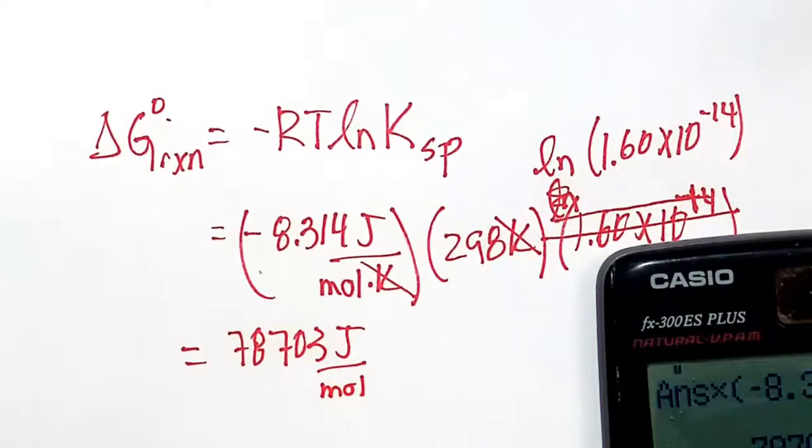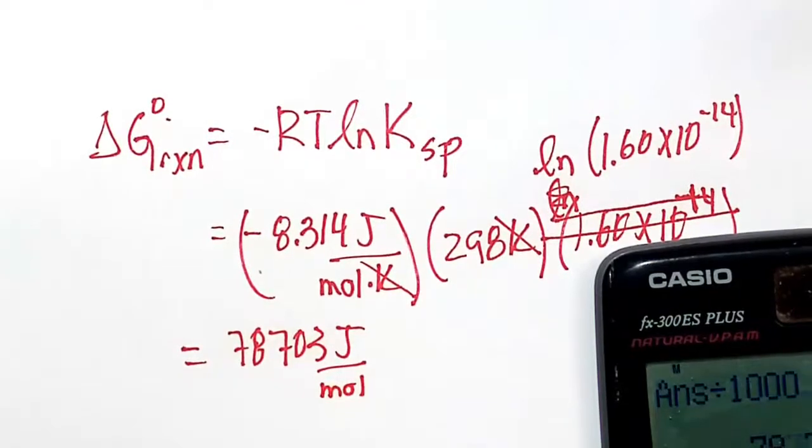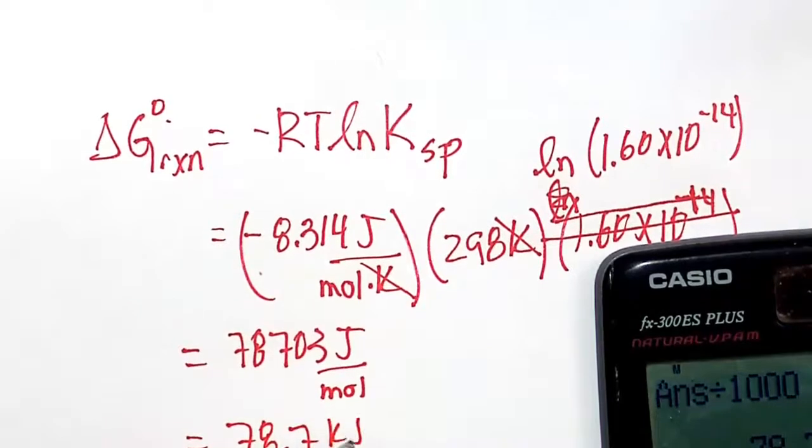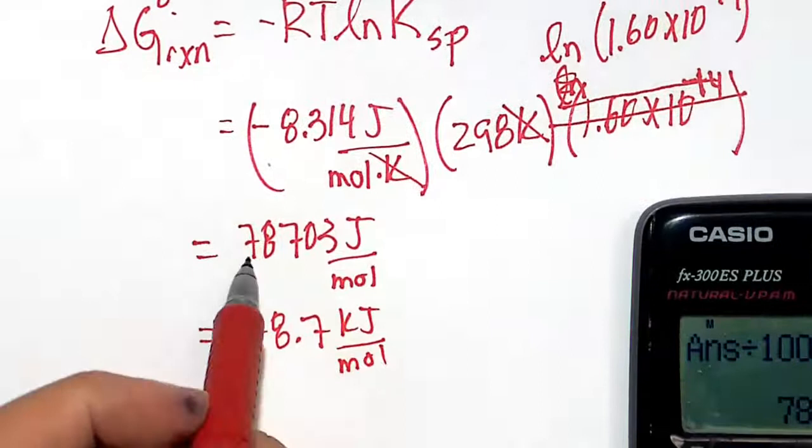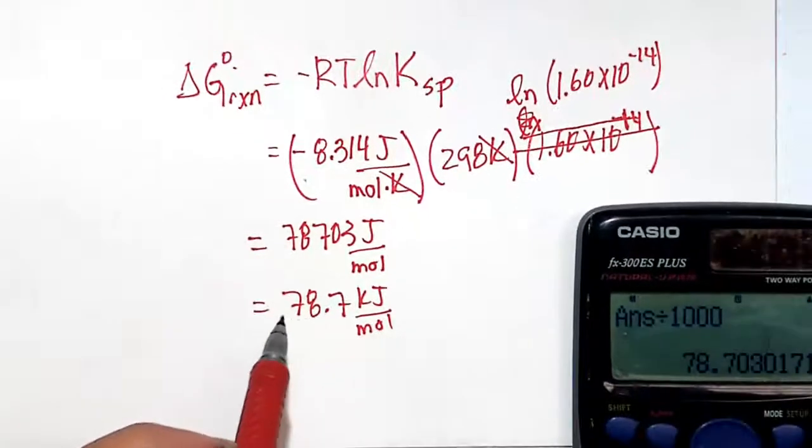Now here you want to put units. You can divide it by 1,000 to get it in kilojoules per mole, which is the same thing, 78.7 kilojoules per mole. Okay, one answer is in joules per mole, the other answer is in kilojoules per mole.